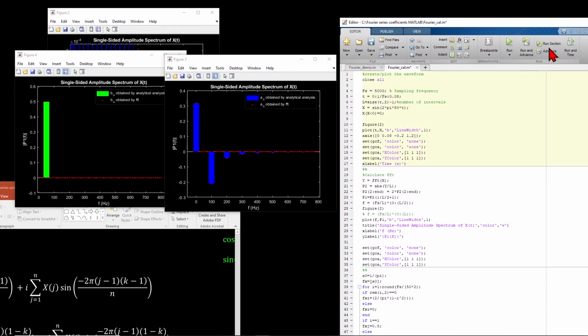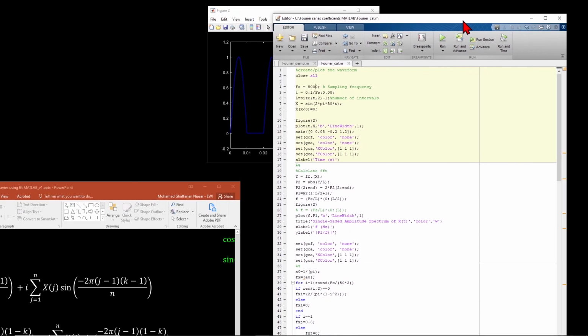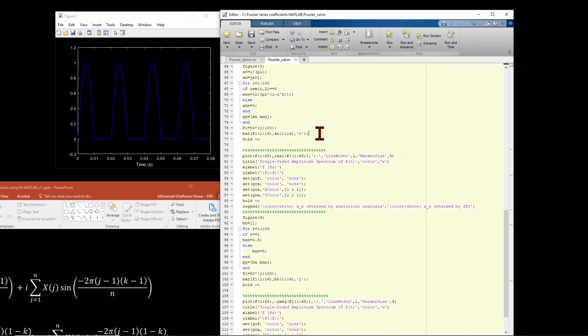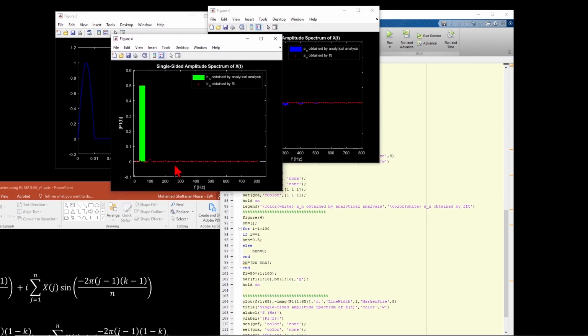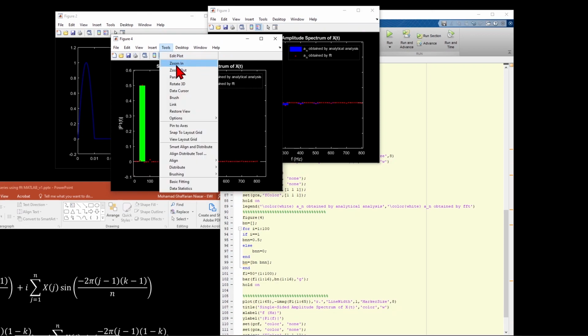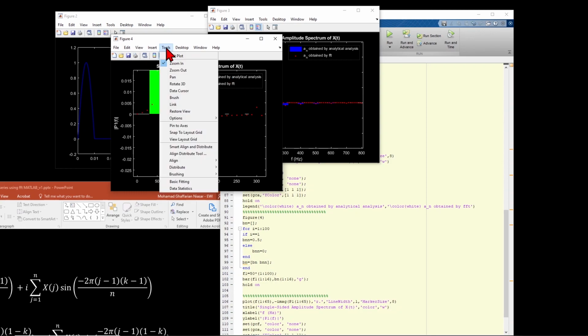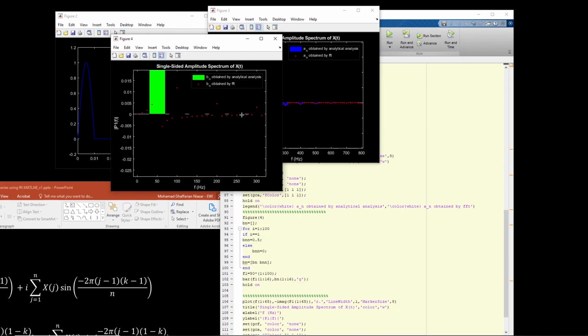If I maybe decrease this, so this is the original waveform, and this is the comparison. You can notice that there is a little bit of error that appears here. For example, this one, the magnitude of these frequencies is now 0.01 and so on, but they actually do not exist in this waveform ideally.